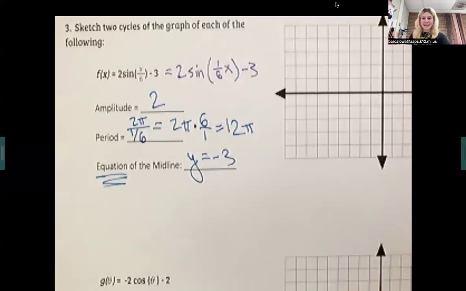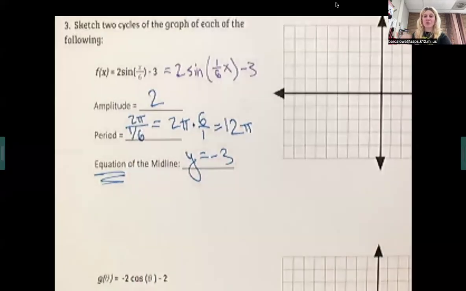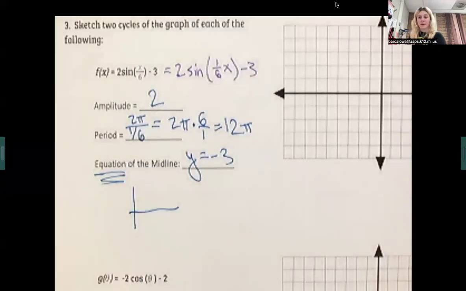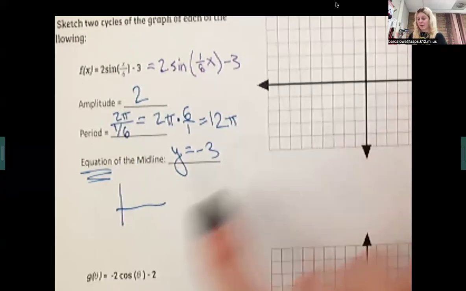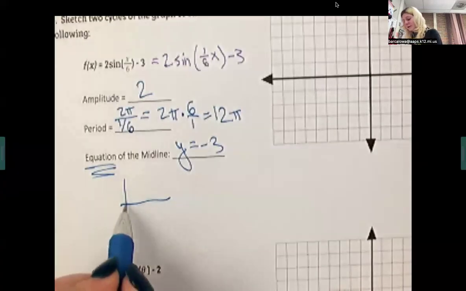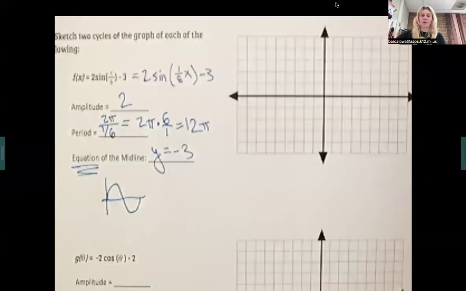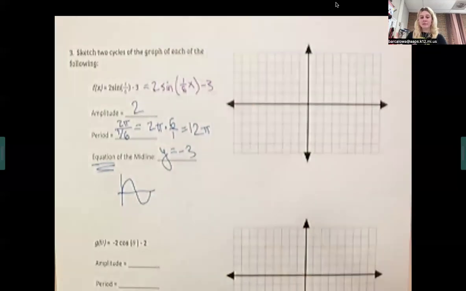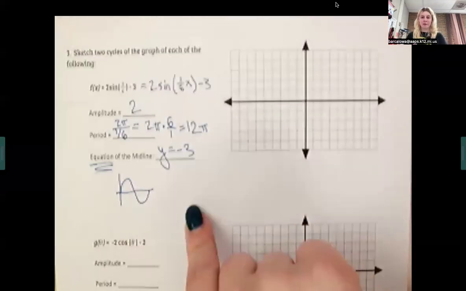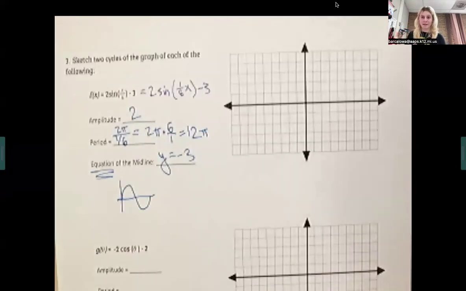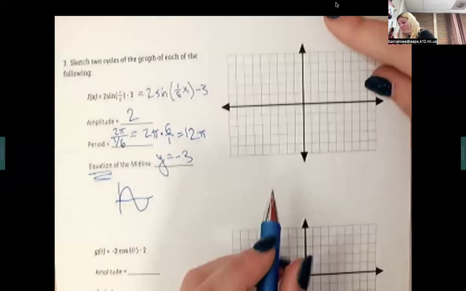Okay, the last thing I need, which they didn't ask me for, but I do need a sketch, okay? Because that is going to help me when I'm actually drawing my graph. So I have a positive sine curve, start at the midline, up, down, end on the midline. Okay, this is what I call the information gathering phase. Okay, now we need to label our axes. That's our next phase.